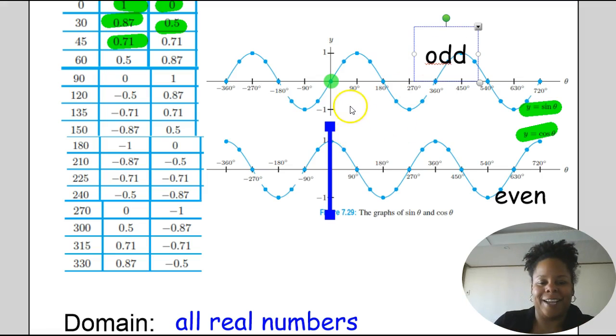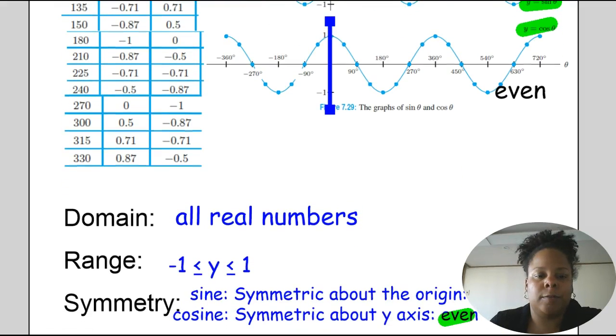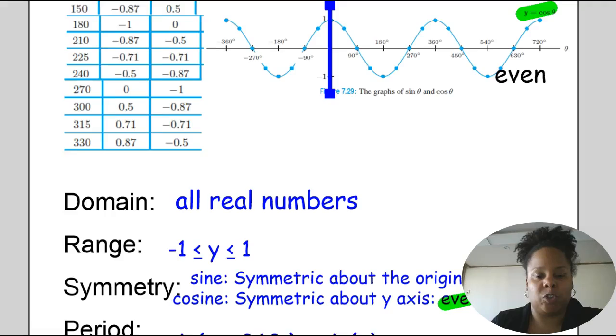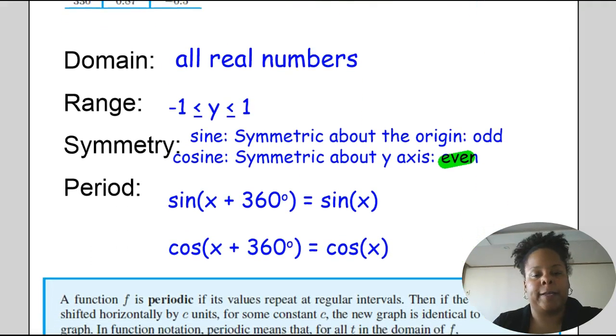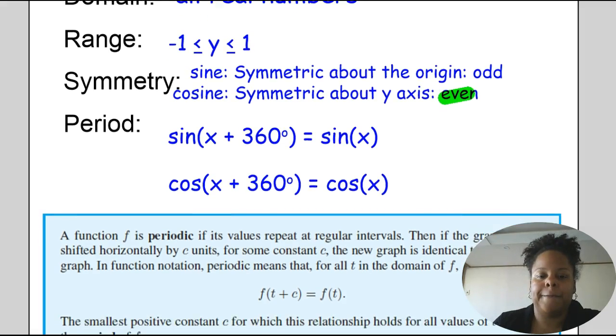Okay, anyway, that being said, we'll talk more about that throughout the semester, the difference between even and odd functions. So the domain, the range is obvious to see. You may have learned something new about the functions in the symmetry. And the functions by definition are periodic, and they are periodic because they repeat every 360 degrees, okay?